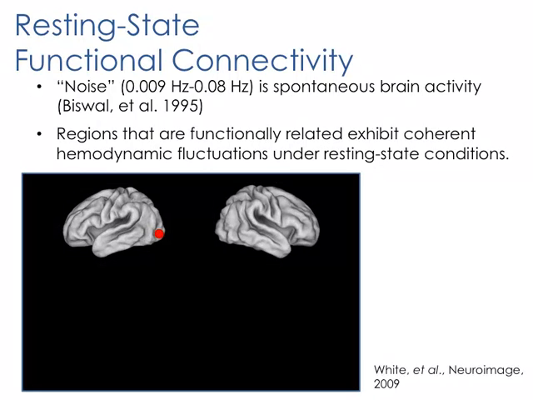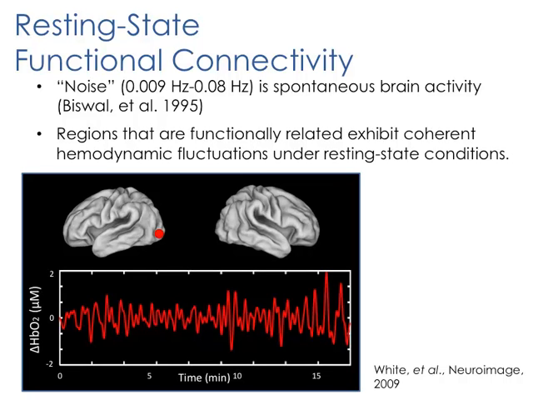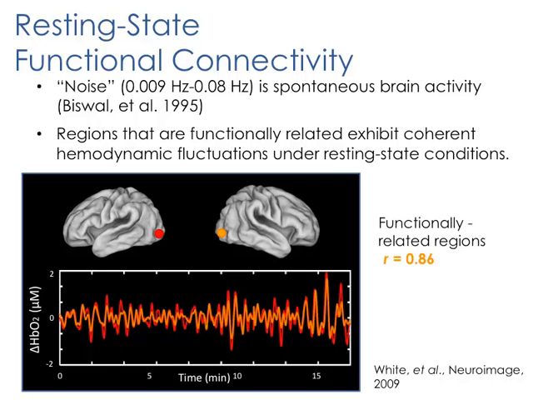For example, if I were to place a seed or an ROI and look at the activity in that left visual cortex using optical methods, we can record changes in oxyhemoglobin. Now, if we place a seed in right visual cortex, we see that the fluctuations are very temporally coherent. If we just take a simple dot product, the Pearson-R correlation coefficient, we see that these two regions are highly correlated, and therefore functionally related.